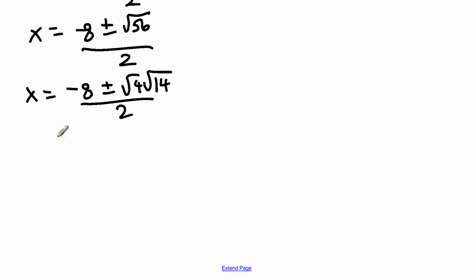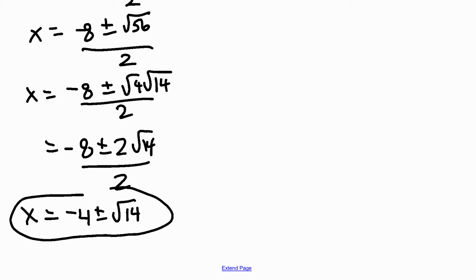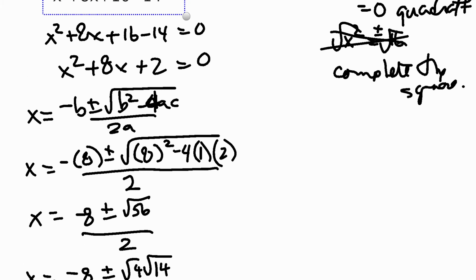Continuing on, I'd get minus 8 plus or minus the square root of 4 is 2, root 14 all over 2. And then the 2 will now divide into both of those. So I'll get minus 4 plus or minus 1 root 14, or just root 14. Okay, so those would be my solutions. And that's how to do it using the quadratic formula.